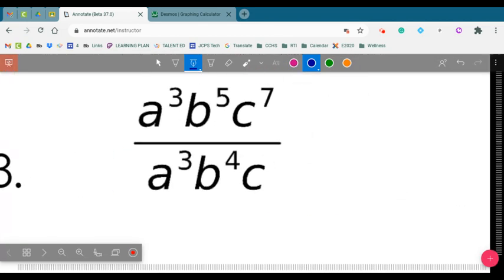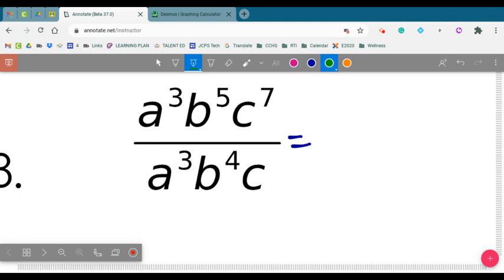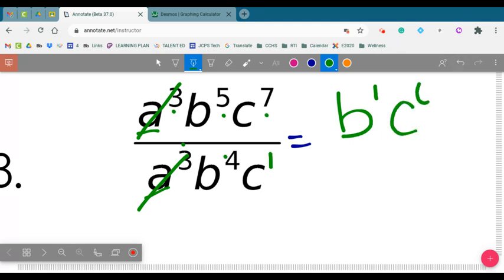Oh, this one's where it gets kind of tricky. We have multiple variables. So first we have our a. We do 3 minus 3. That gives you 0, so that just cancels out. Our b, we do 5 minus 4, which is 1. And then our c, we do 7 minus 1, which is 6.